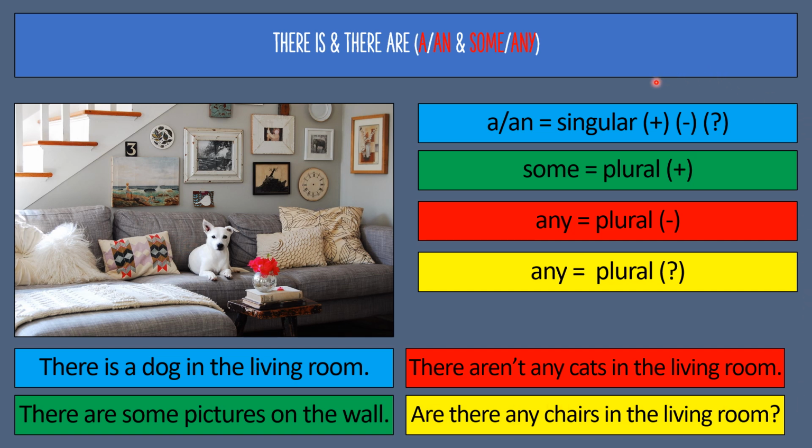For questions, positive sentences and negative sentences, if it's singular, we can use a or an. But if it's plural and positive, we use some. If it's plural and negative, we use any. And if it's plural and a question, we use any.